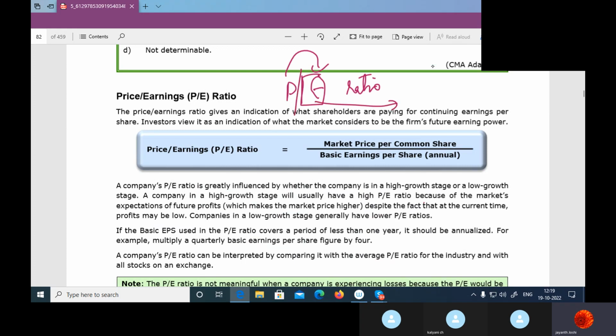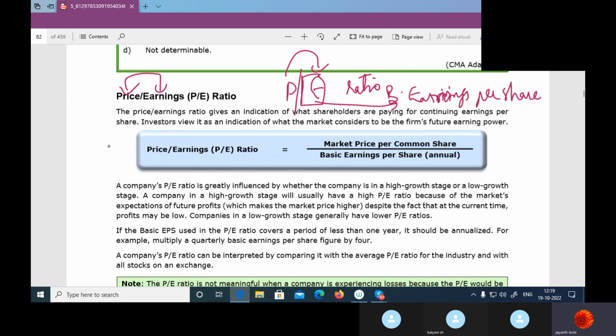You have already done the EPS concept. So earnings is nothing but earnings per share, or basic earnings per share. So very simple. In the price to earning ratio, we are seeing the ratio of market price to EPS. Very simply understood. Market price to EPS.